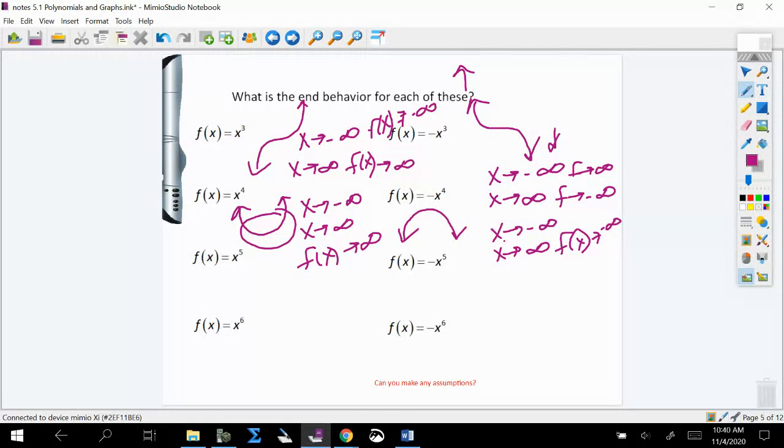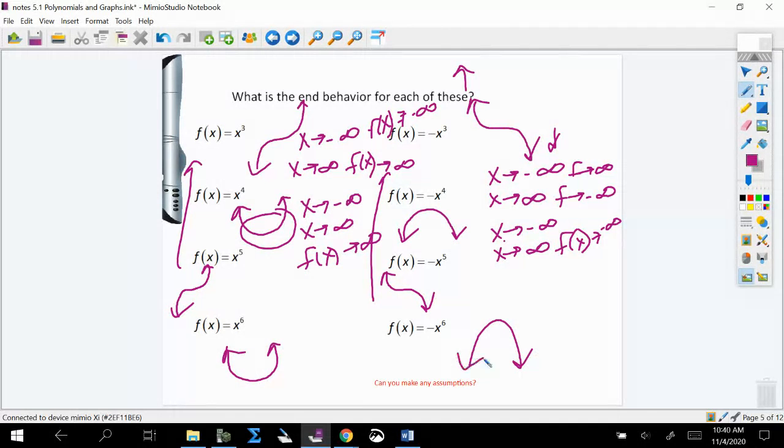Your x to the fifth looks a lot like your x to the third. Your negative x to the fifth looks like your negative x to the third, where your end behavior is going to be whatever happened up here. Your x to the sixth is going to look a lot like x to the fourth and x squared, where your end behavior is going to be the same on both sides. If it's positive x to the 6, it's going to be going up in both sides. If it's negative, it's going to go down.